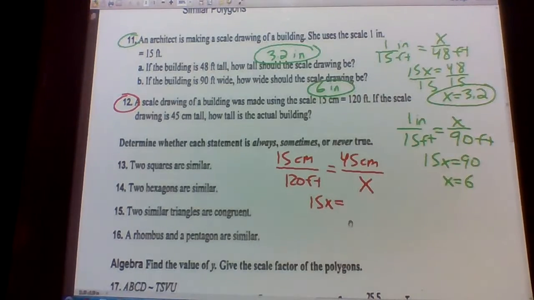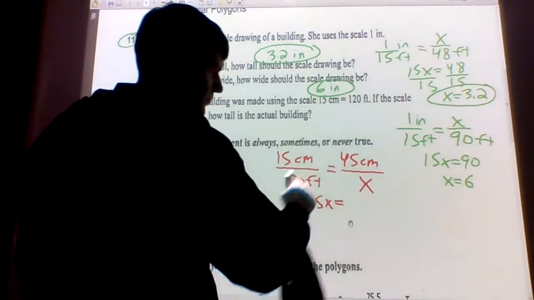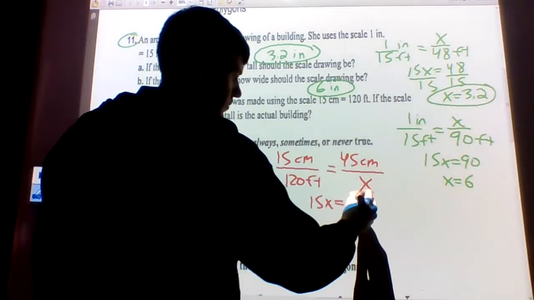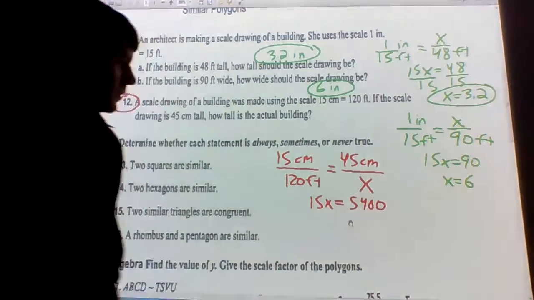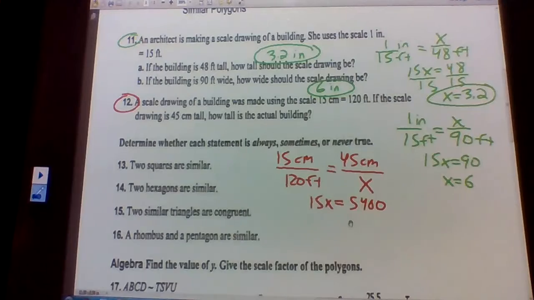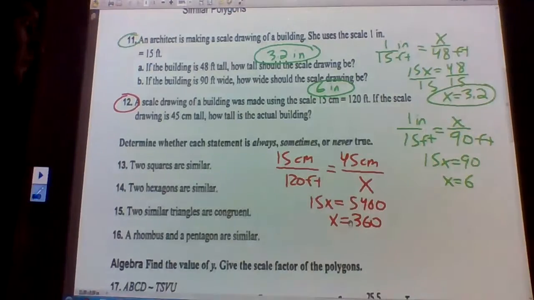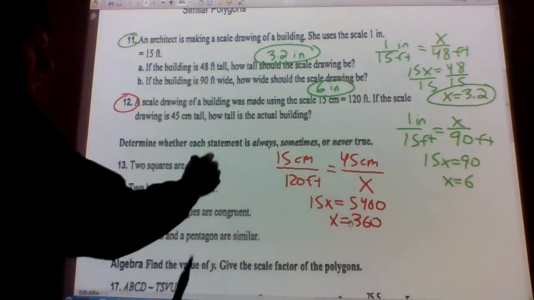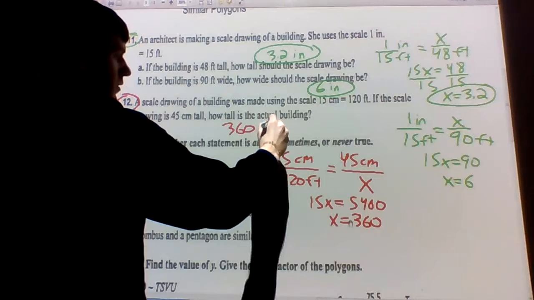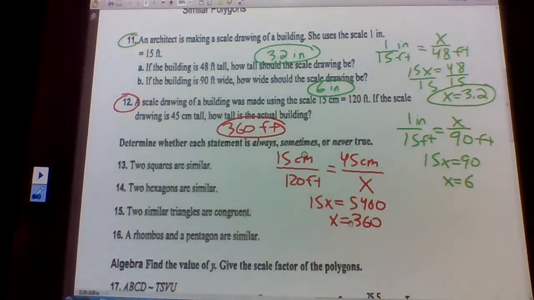128 times 45 is going to be 5,400. Should have had that. And then divide by 15. It's 360. So 360 feet. Okay, we're going to check our answer. 45 divided by 360 should equal 15 divided by 120. They both are 1/8. Okay, good.